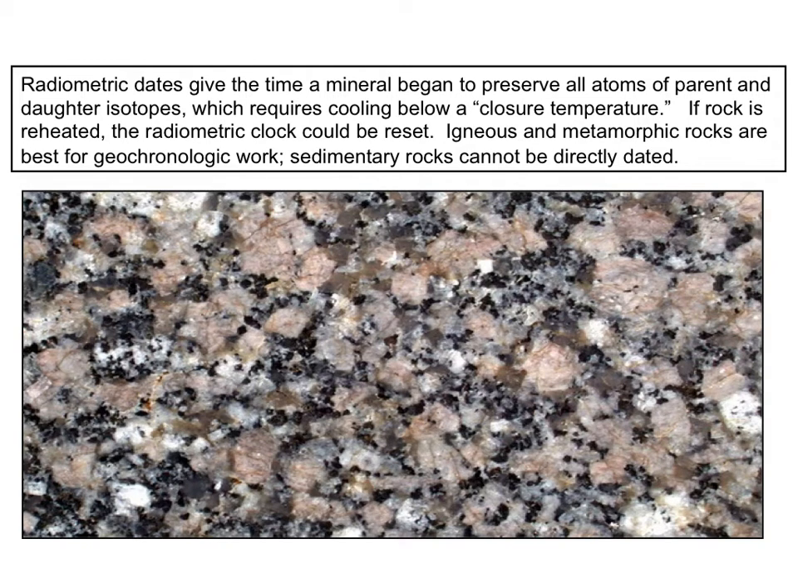Radiometric dates give the time a mineral began to preserve all of the atoms of parent and daughter isotopes, which requires cooling below a closure temperature. So here's a new concept. If you think about an igneous rock forming, it starts as a magma, of course, by definition, and so therefore it is really, really hot because it is rock in the molten state. You got to get it really hot to do that, or really, really wet if you want to invoke flux melting. But even if you have water, it still needs to be very hot.